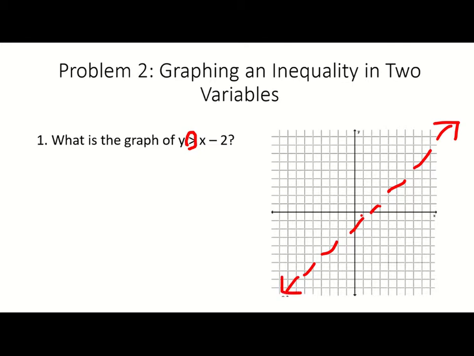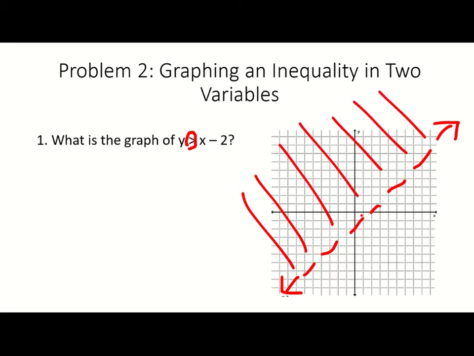And then I also need to do some shading. Since this is greater than means I'm above, I need to shade above my line. So the inequality would look like so. I have a dashed line at y equals x minus 2, and then I'm shading above the line to represent all of those points I shaded towards are solutions to this inequality.